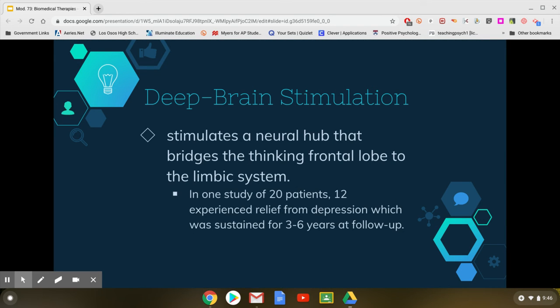Another one is deep brain stimulation. That would be kind of what you saw in that diagram at the end of the video. It stimulates a neural hub that bridges the frontal lobe and the limbic system. And what they found was that, so it's literally like a probe that's embedded into the brain, is that in one study of 20 patients, so a fairly small sample, 12 experienced relief from depression, which was sustained for quite a long time, for 3 to 6 years at follow-up. It's just not done as often as what we see with the other two.